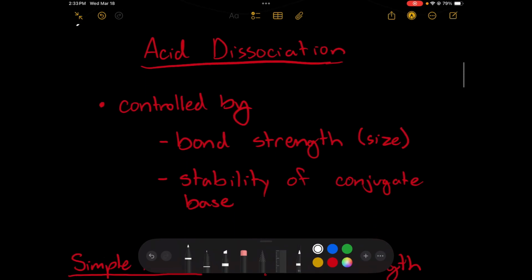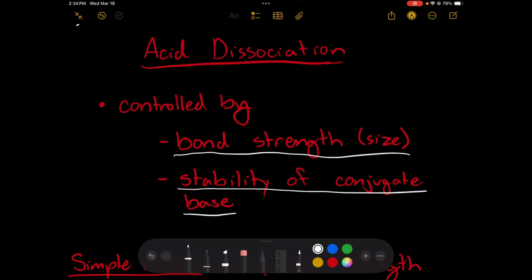Now, in terms of the what, the why, and the how, for acids and bases, it's a little bit different. It depends on what we're looking at. So for acid dissociation, that is going to be controlled by two main things: either bond strength, which is usually size related, or the stability of the conjugate base that forms once that acid loses a hydrogen.